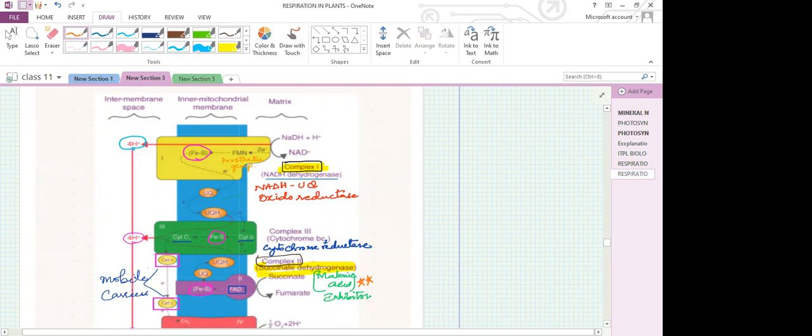We came across that in the Krebs cycle. Suppose malonic acid is present in the plant, succinic dehydrogenase would bind to the malonic acid instead of succinic acid, and thus will stop the respiration. Respiration would not continue. Because malonic acid is a competitive inhibitor, please write that down and mark it as your important NEET point. Now complex 3, which is complex 3?